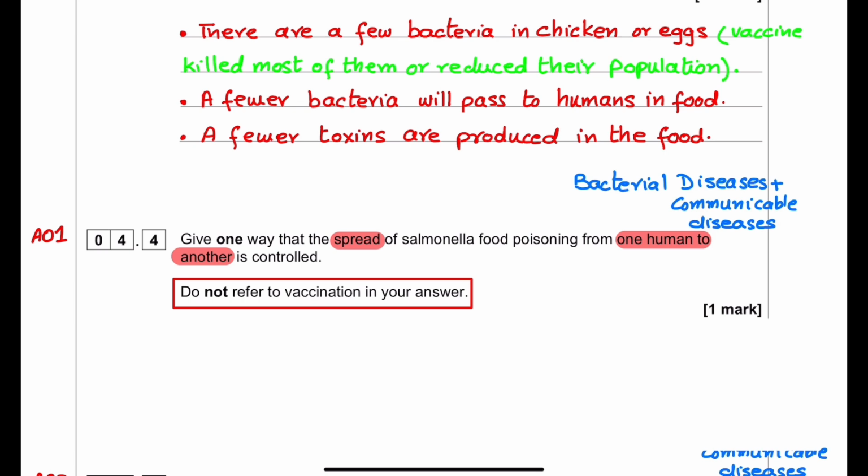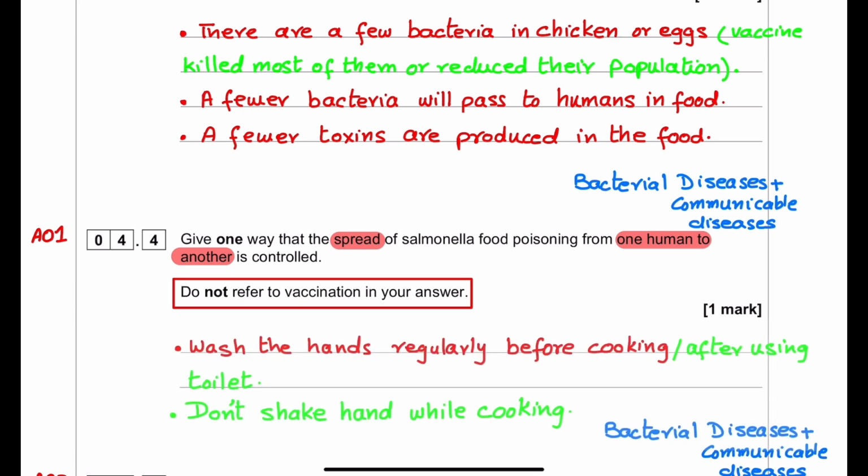Therefore, the person needs to wash the hands before cooking or after using the toilet. The person doesn't need to shake hands while cooking because this disease can easily spread from one person to another person because it is a communicable disease. Let's see the model answer. The model answer is wash the hands regularly before cooking or after using the toilet. The other option students can write is do not shake the hand while cooking.